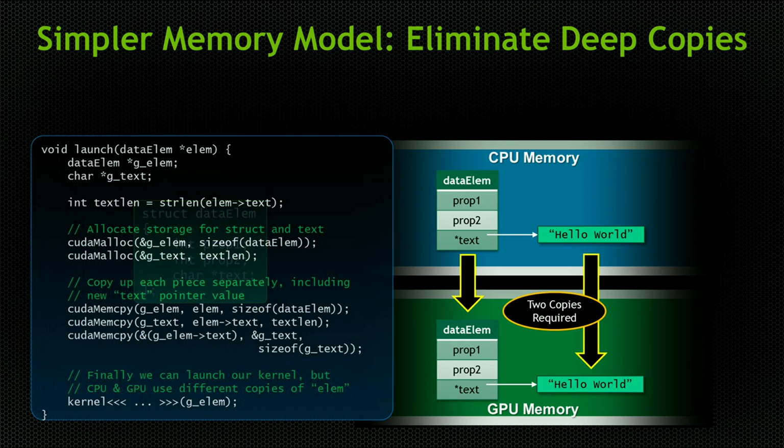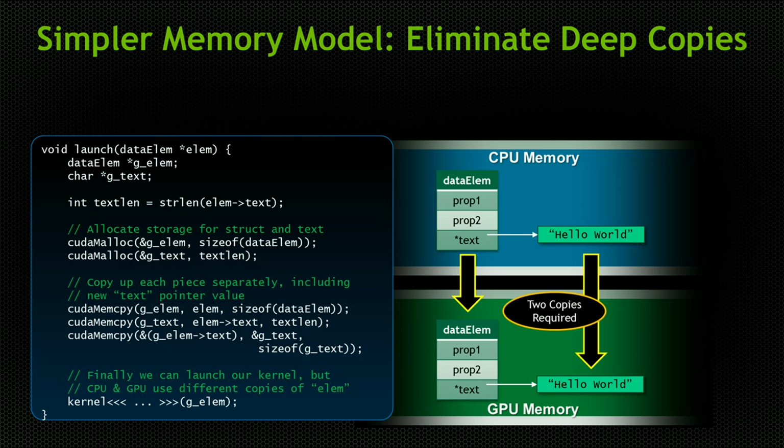If we look at the code to do that in CUDA before CUDA 6, we want to launch the kernel accessing that data element. But in order to do that, we have to allocate space on the GPU for a copy of the element and for a copy of the string. Then we have to copy the element structure, we have to copy the string, and then we have to do a copy to make sure the pointer in the copy of the structure points to the GPU memory and not the CPU memory. So we have quite a bit of code just to launch the kernel and access that data.